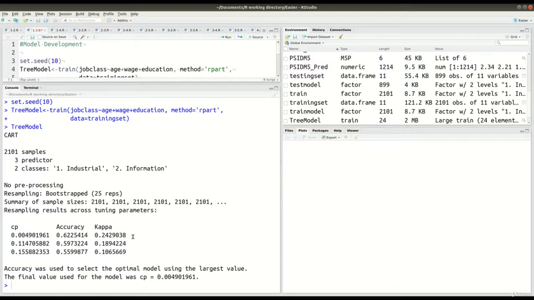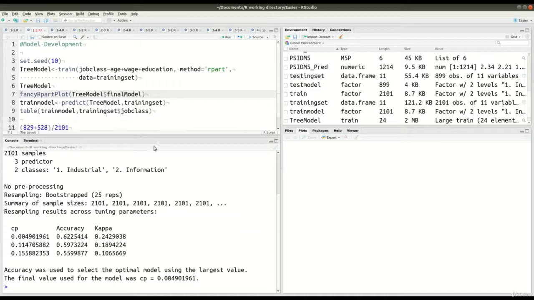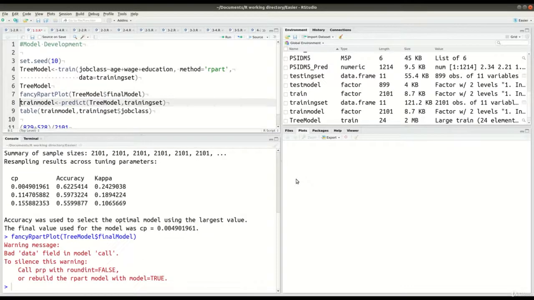And this information is found right here in this row. And even at the bottom, you can see the computer tells you, accuracy was used to select the optimal model using the largest value. The final value used for this model was CP 0.004. So again, we're talking about the complexity parameter here. And like I said, this is about how complicated the decision tree is, if you will. So that's kind of what's happening in the output. Now, this next part in line 7 gives us a nice, beautiful printout of what we have here.